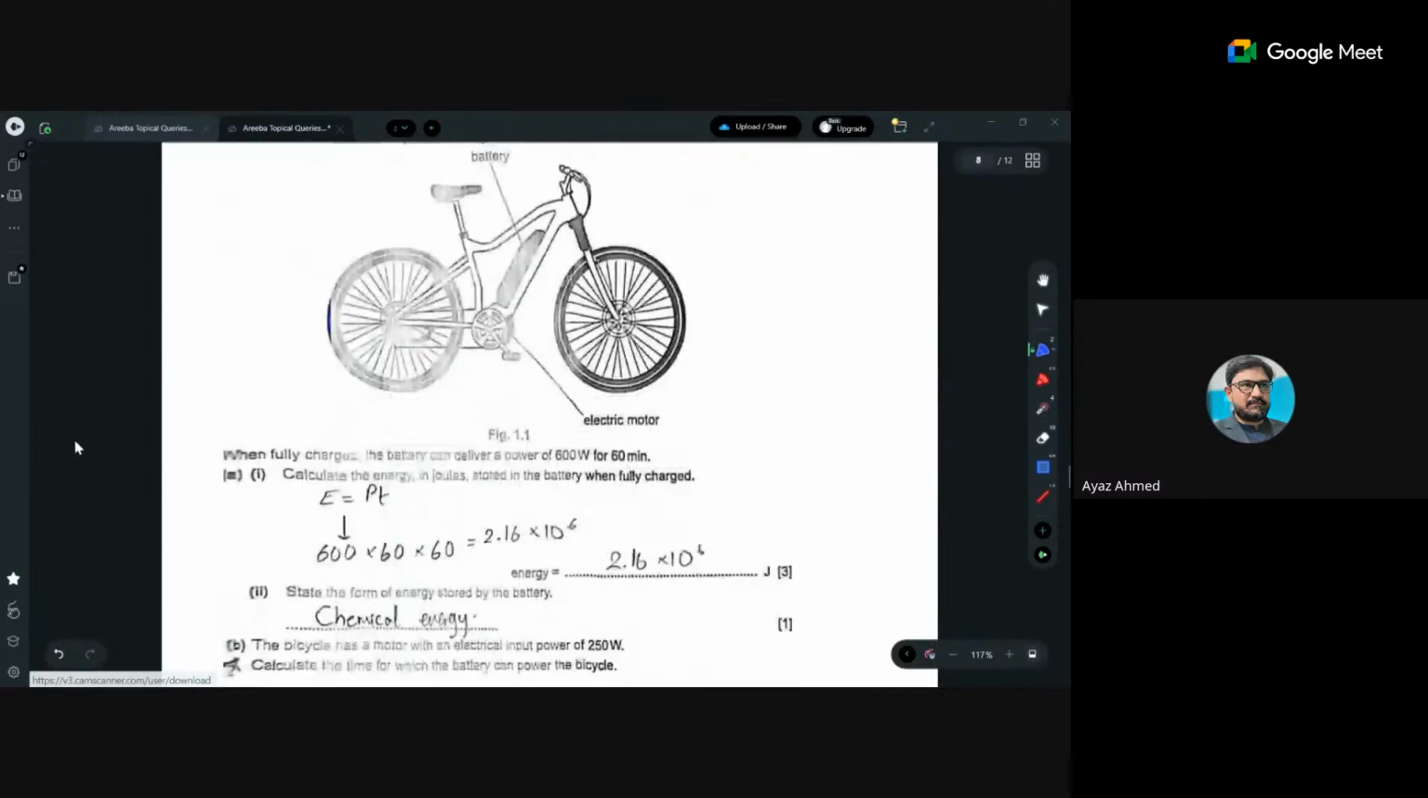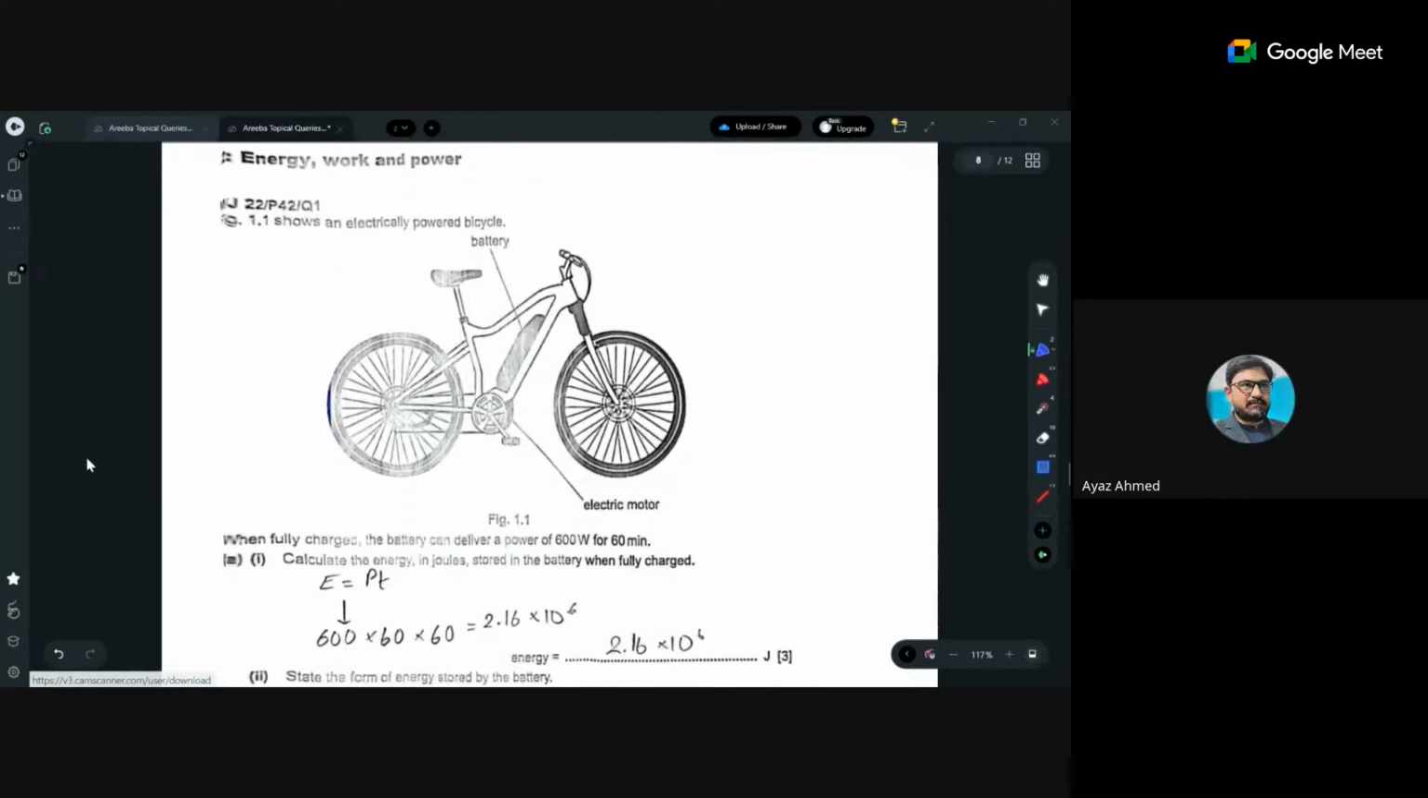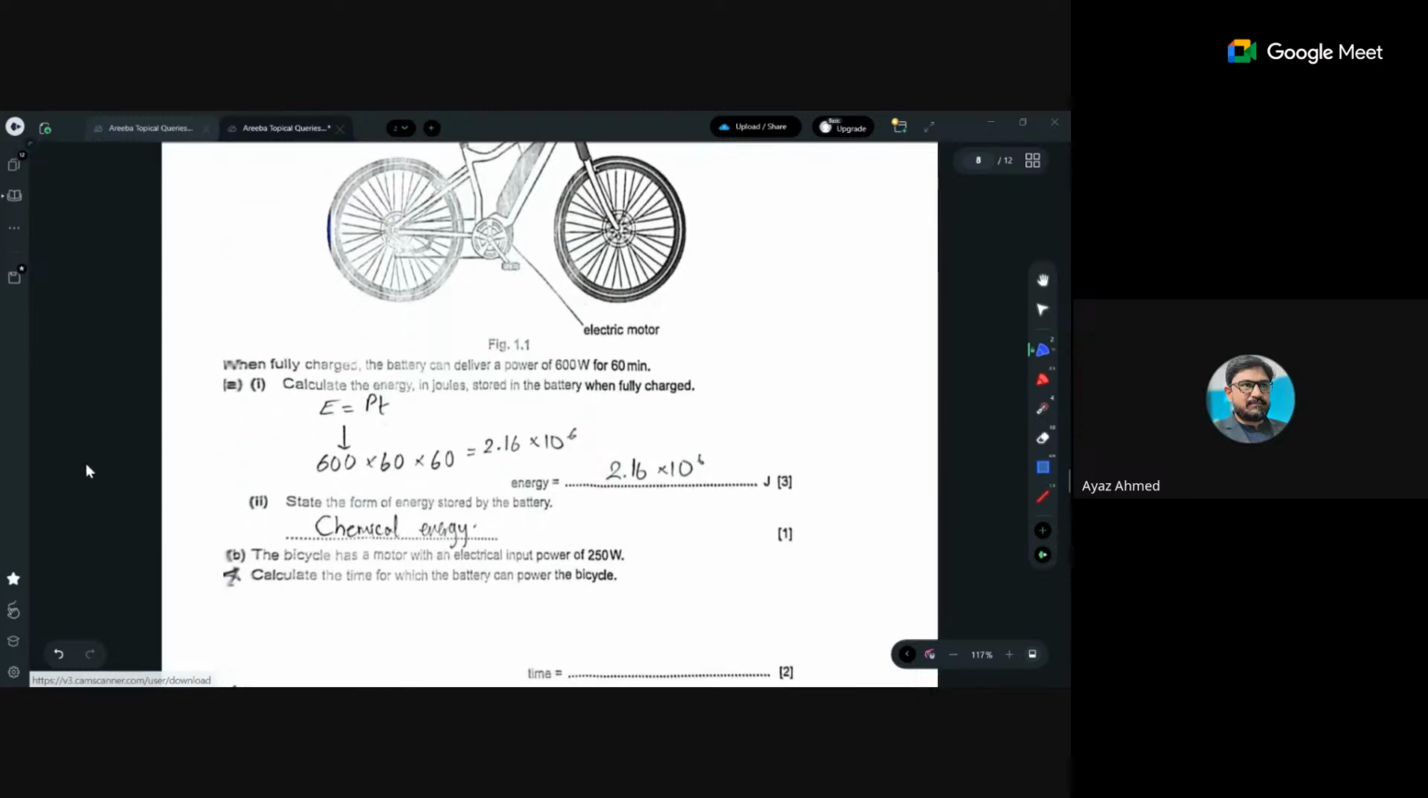Okay. Let's move to energy, work and power. The cycle question is very good. It says calculate the energy in joules stored in the battery when it is fully charged. So you have the values of 600 watt and 16 minutes. Power and time are given and you have to calculate energy. The formula Ariba used is energy equals power into time. That is fine. She converted the time into seconds, 60 into 60. Very good.